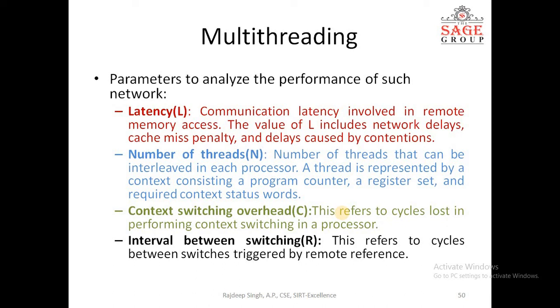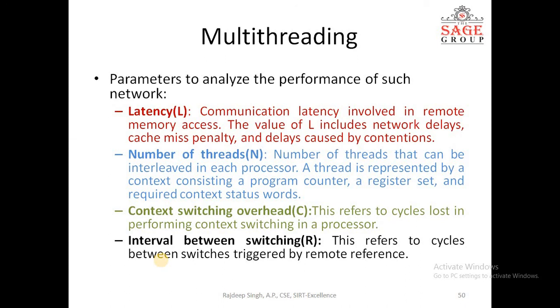Whenever one thread is suspended and another thread is introduced to the processor, all the values stored in the program counter, in a small database, are saved, and then the new thread is introduced to the processor. The cycles lost in this transition are called the context switching overhead, and the interval between switches is the number of cycles between switches triggered by a remote reference. So this is about multi-threading. This is exactly the same as what you have learned in operating systems.